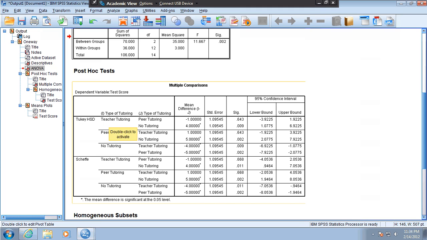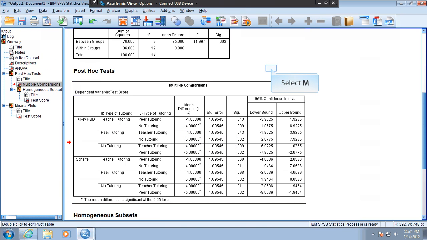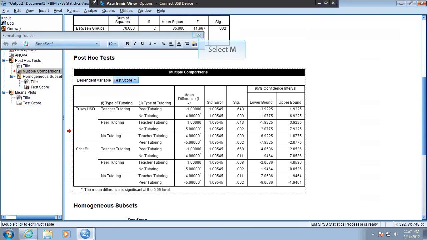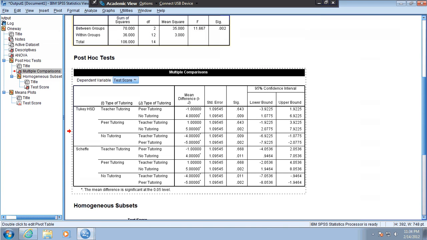The Tukey procedure shows us that in the comparison of the teacher tutoring to the peer tutoring group, the mean difference is -1, which is not statistically significant, with a p-value of 0.64. The teacher tutoring, however, is significantly different from the no tutoring group. The mean difference is 4. You can see that it is starred. SPSS will provide an asterisk when the difference is statistically significant, and the p-value is 0.009, as expected, less than 0.05.